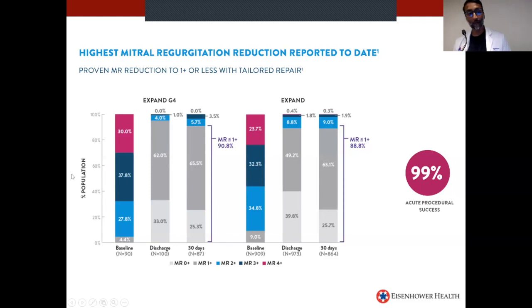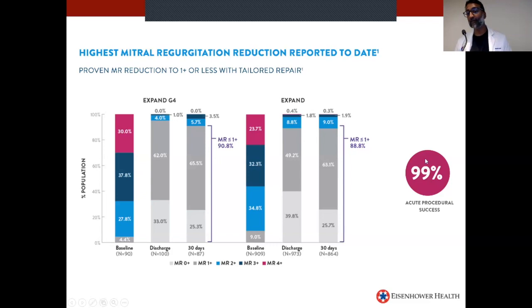If you started off with the dark blue being 3+ MR, the red being 4+ MR, almost, let's say, 68% of people had what we consider moderate to severe mitral valve regurgitation. By the end of the procedure, and at 30 days, no one had severe mitral valve regurgitation. Only 3% had moderate, and 90% of people had mild or less mitral valve regurgitation.